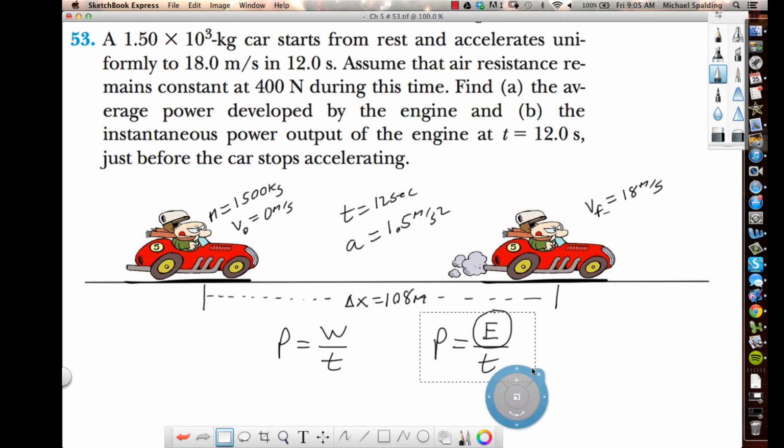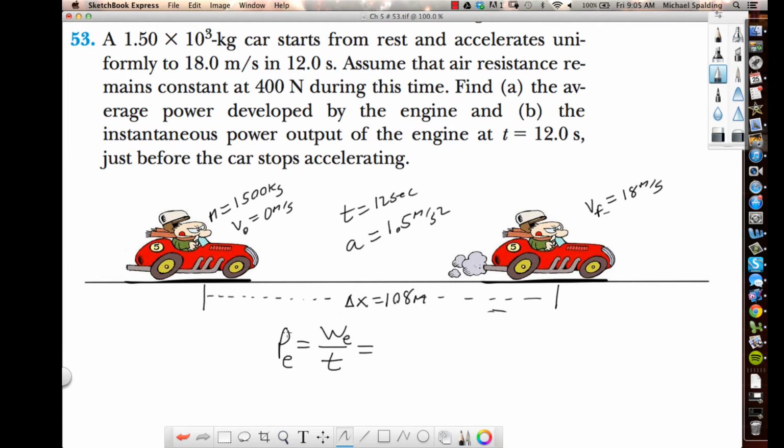So we have power equals work over time. We're looking for the power of the engine, so this is going to be the work of the engine. If you're solving for power of the engine, you take work done by the engine divided by time. Well, what's the work equation? Work equals force times displacement, and that's going to be force of engine. So now we have everything except the force of the engine, right?